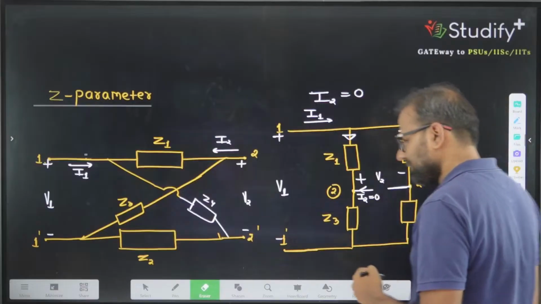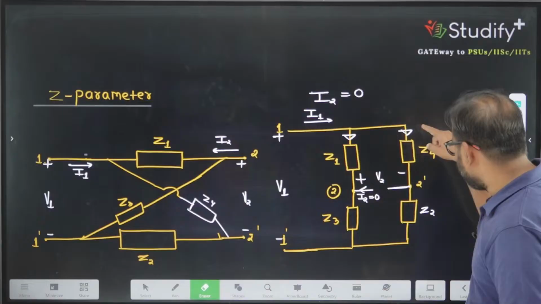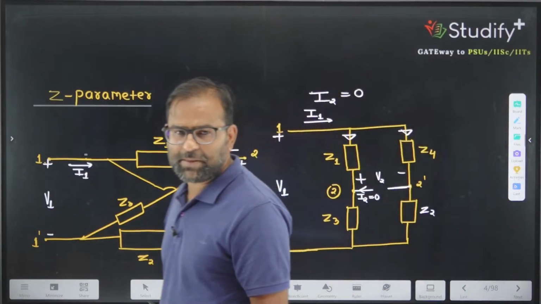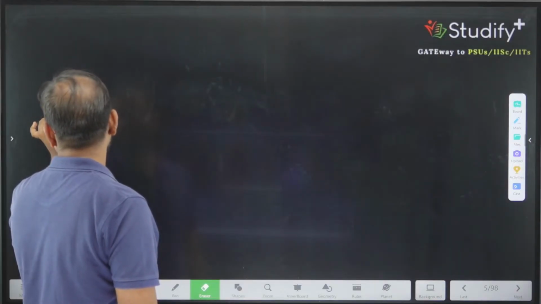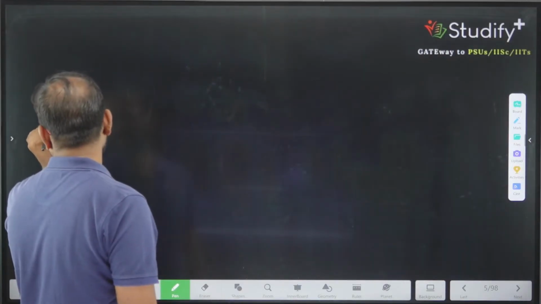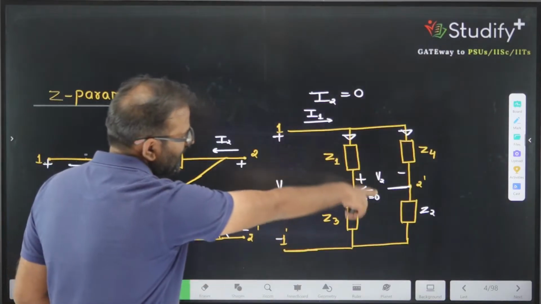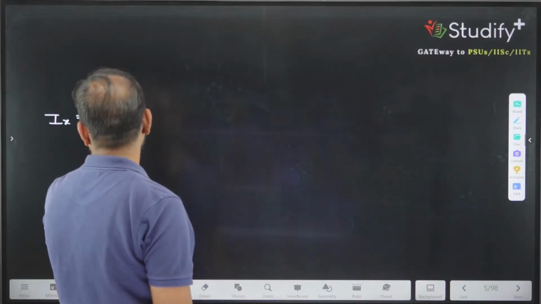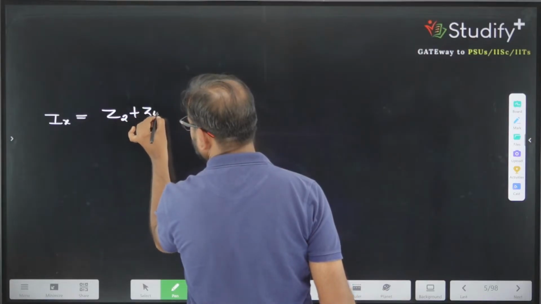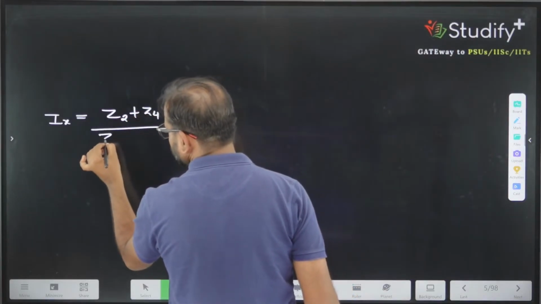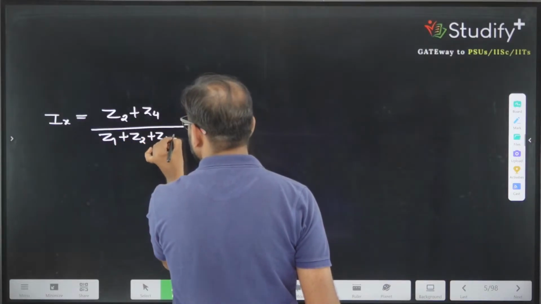Let me write it here. The current in the first branch is given by, because these are parallel branches, and let's say I am writing that current as Ix. So Ix is equivalent to what? This resistance Z2 plus Z4, Z of 2 plus Z of 4, divided by Z1 plus Z2 plus Z3 plus Z4.